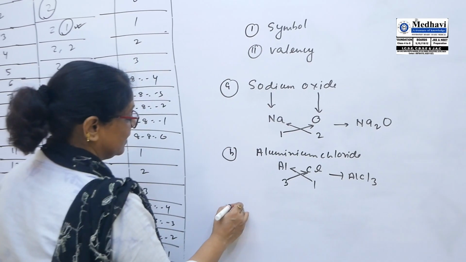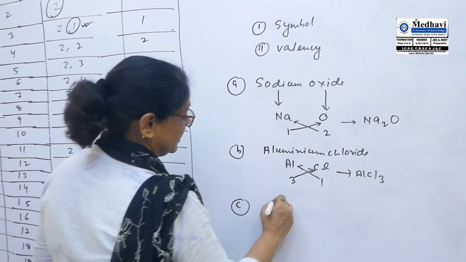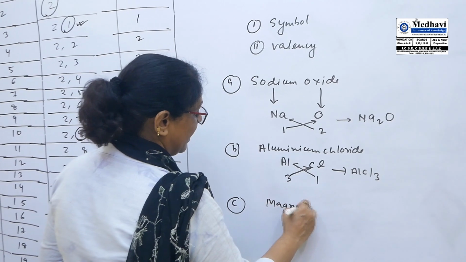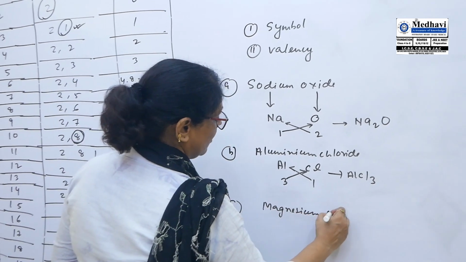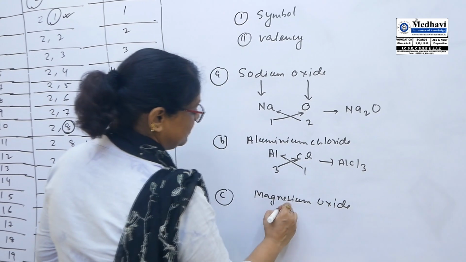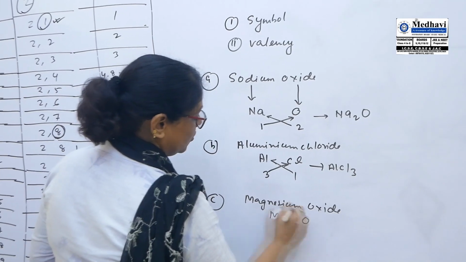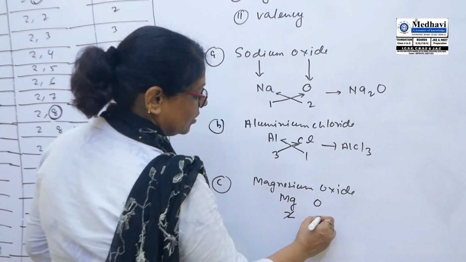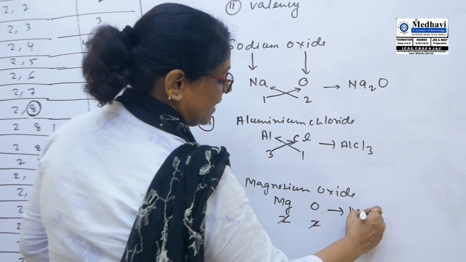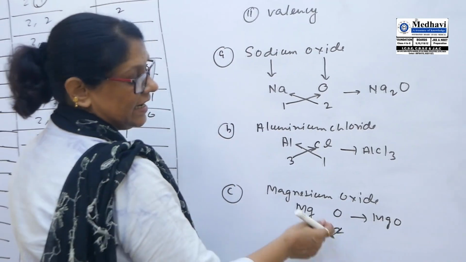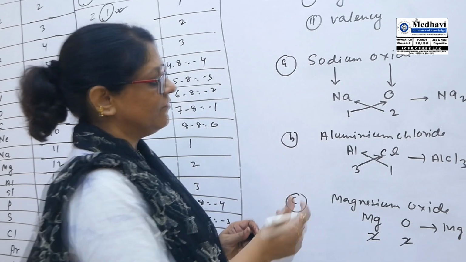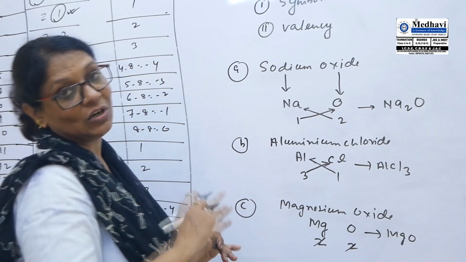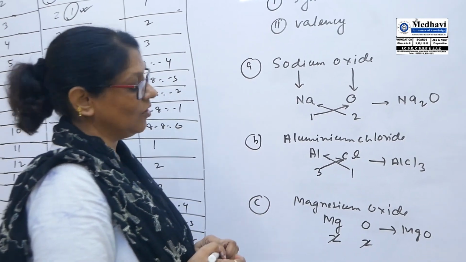Now we can take magnesium oxide. This is important, I will explain why. Magnesium oxide: it is Mg and this is O. Its valency is 2, and the other valency is also 2. They are common, so we can say MgO. If the same valency is there, we can cancel it. If different valencies are there, we will cross them to make the formula.